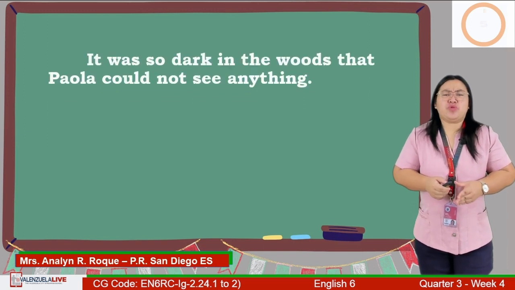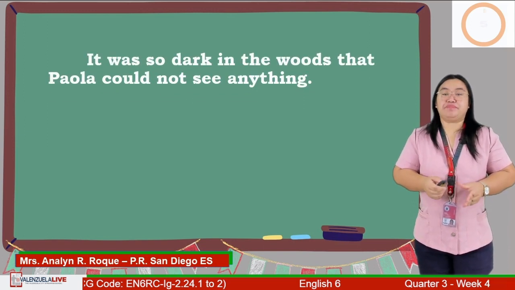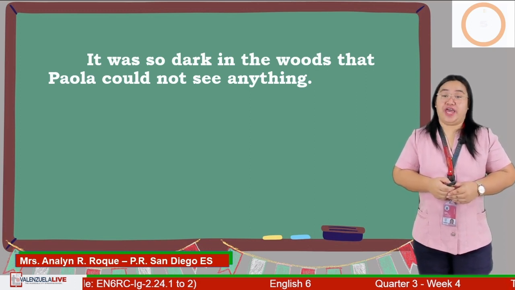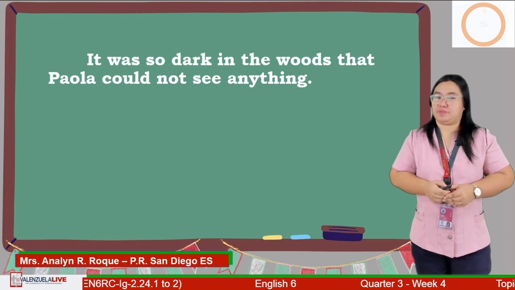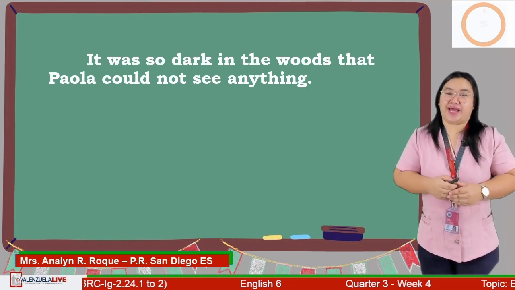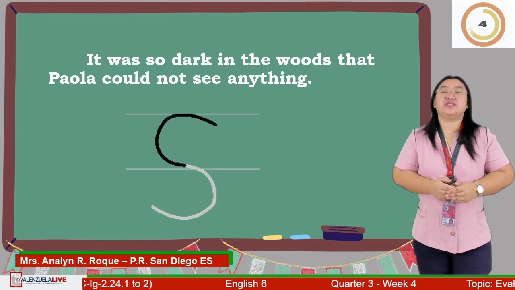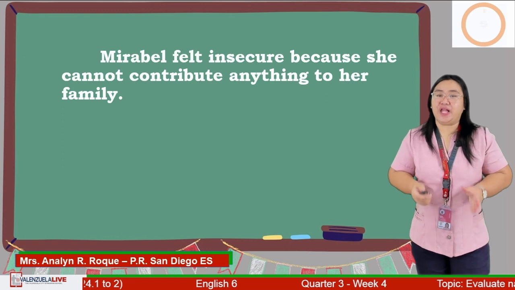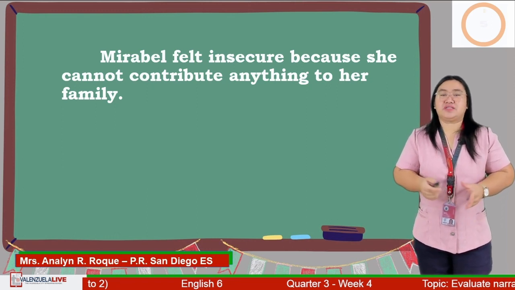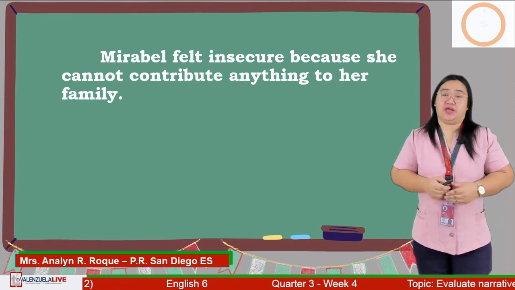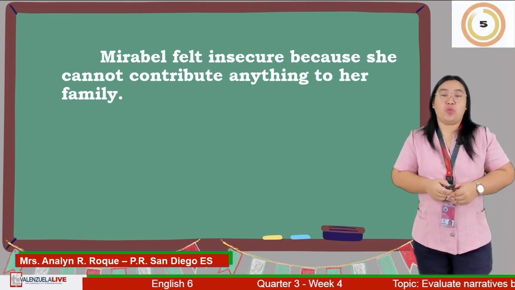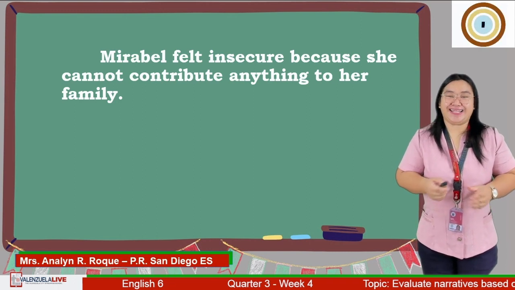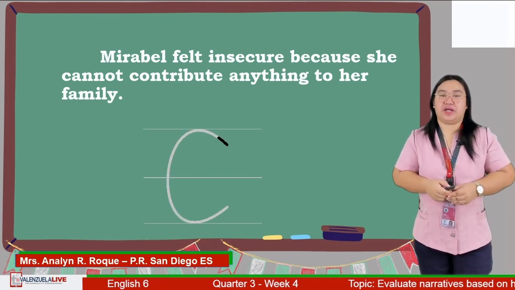Number 1. It was so dark in the woods that Paula could not see anything. What do you think is the answer? Yes, correct. It is S for setting. Number 2. Mirabel felt insecure because she cannot contribute anything to her family. What do you think is our answer? Great. It is C for character.